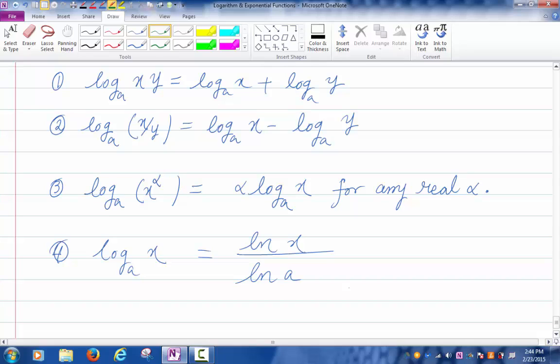Is everybody clear? Questions, comments on these 4 properties? Any questions on this?